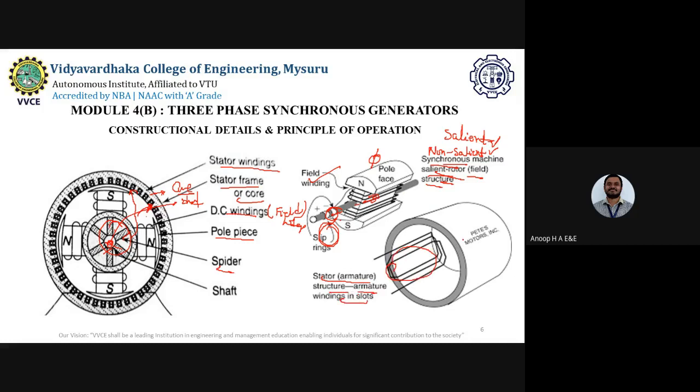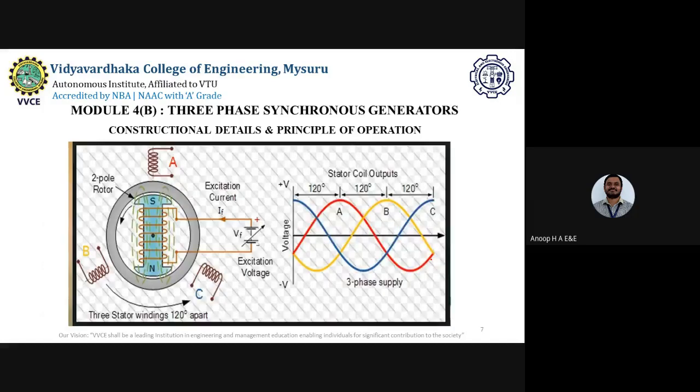So what do you see here? This image is from Peter Motors Incorporated, where the windings are being wound on the stator. The connections are entirely done with a series combination. That is the series combination of this machine, which we generally call the stator part of the synchronous machine. This is how I can simply depict it.